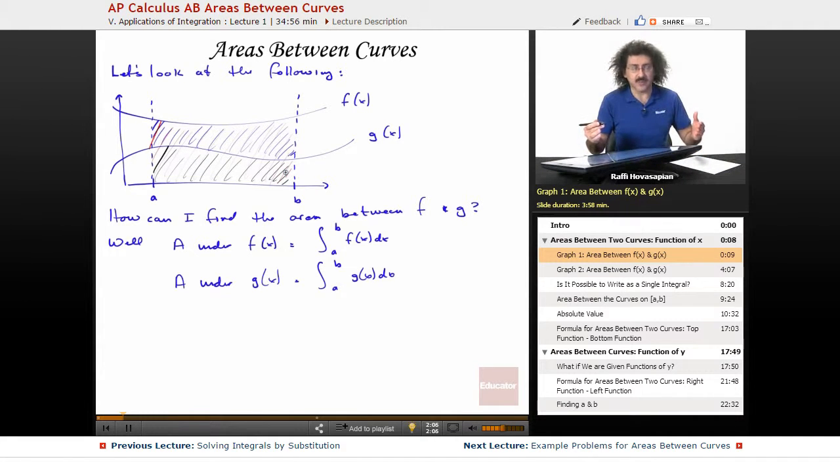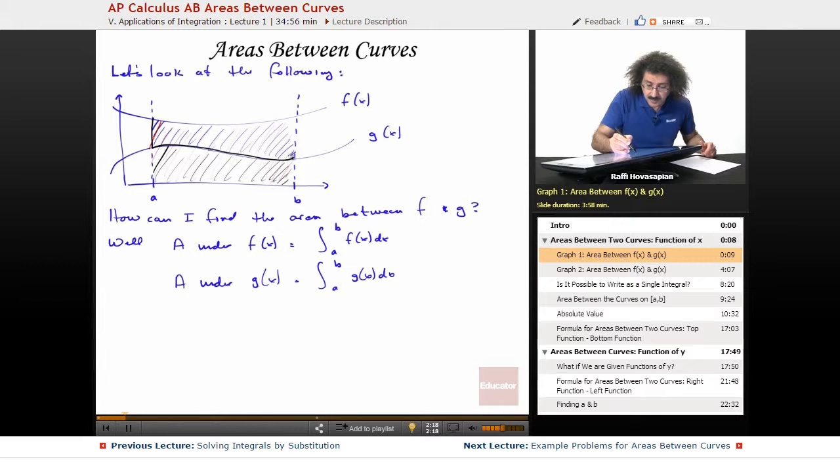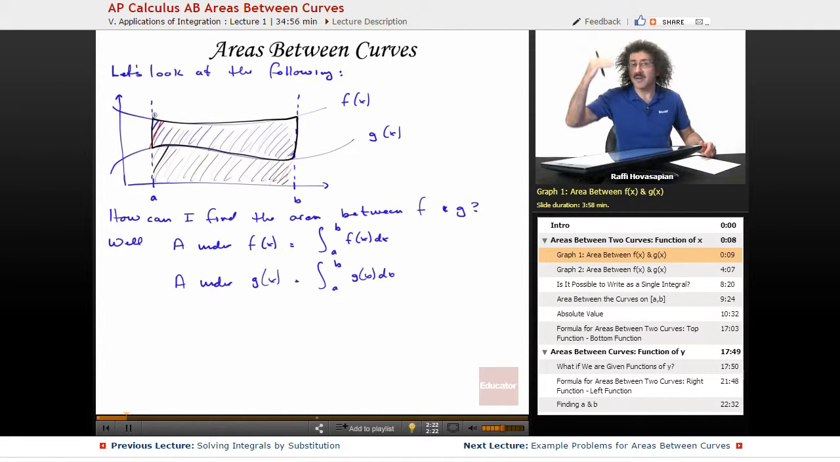So you know already for years and years now, the area I'm interested in, this portion right here, is going to be the area under f minus the area under g. It's nice and simple. The area above minus the area below. That's all.